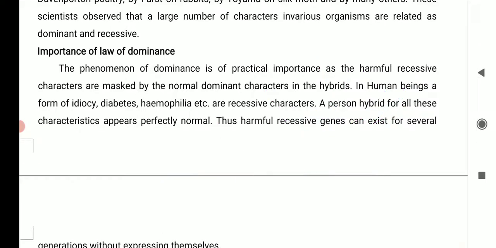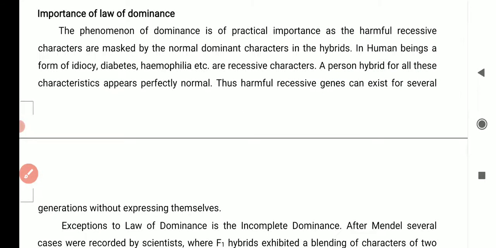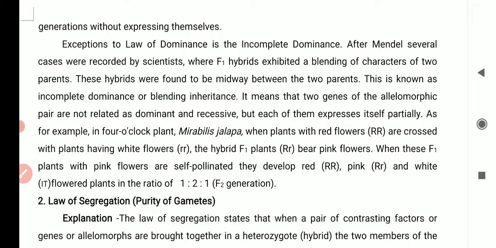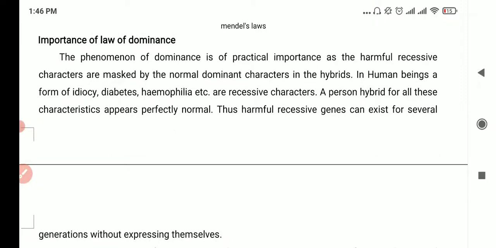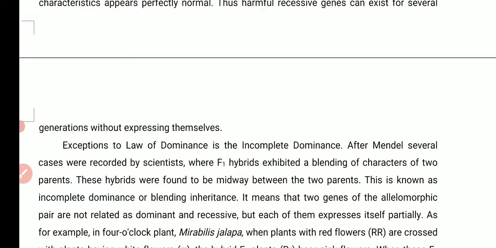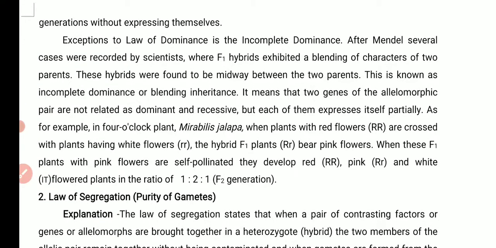So these are very, very harmful genes. These harmful genes can appear for many generations, but they will be completely masked, and the person's generation will be fine. So there are some exceptions to the law of dominance.